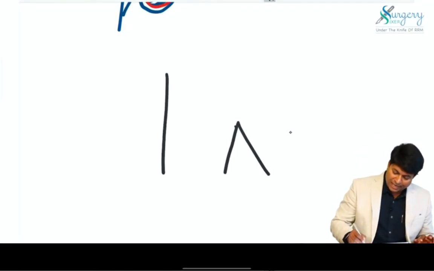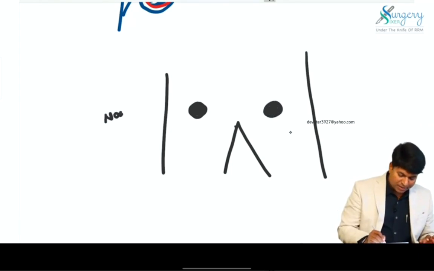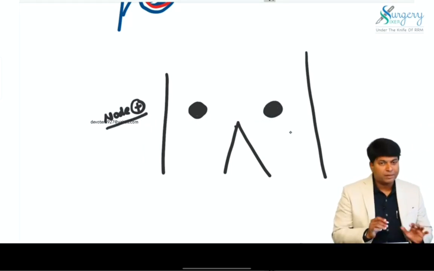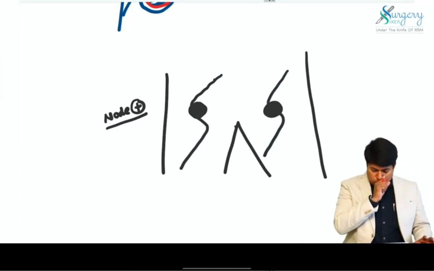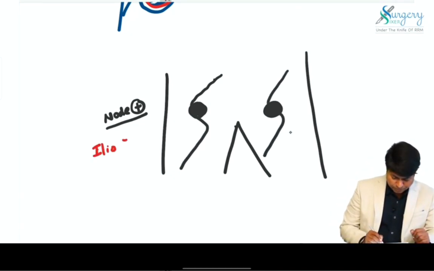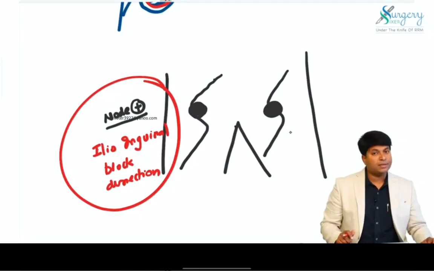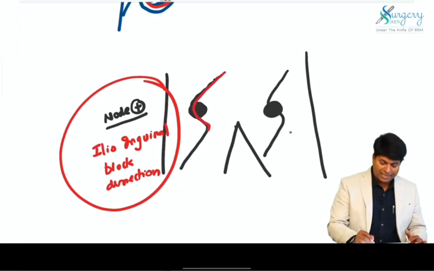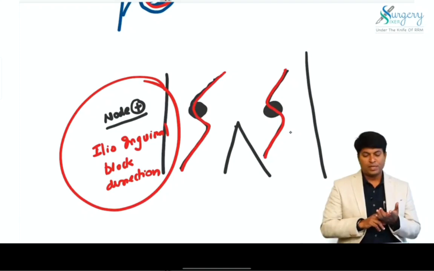Now what about the secondaries? If there is already a palpable node present and FNAC shows it is malignancy, in node positive cases the treatment is very simple. We make a lazy S incision like this, and we do ilio-inguinal block dissection. So if node is positive, please remember, we make a lazy S incision and remove all the nodes in the inguinal area: superficial inguinal nodes, deep inguinal nodes, even the iliac nodes will be removed. So this is the treatment if node is positive.